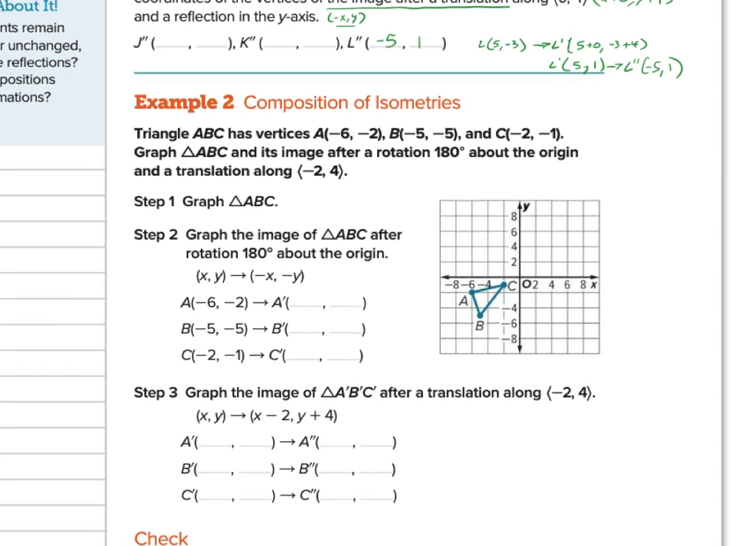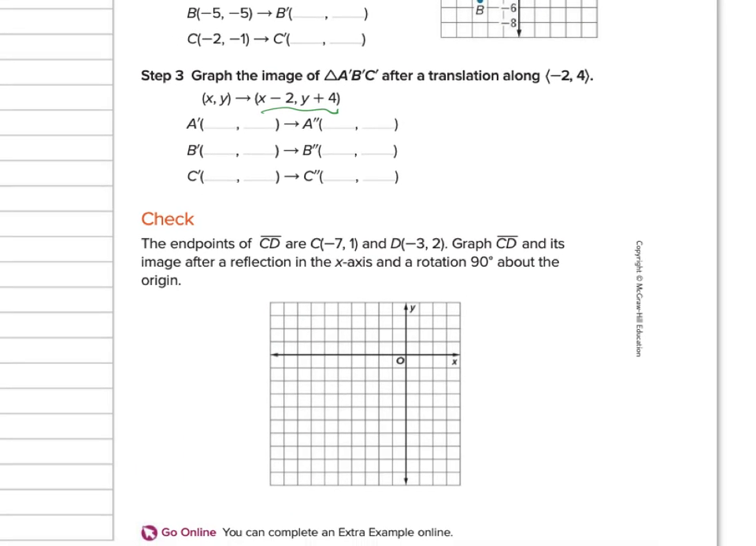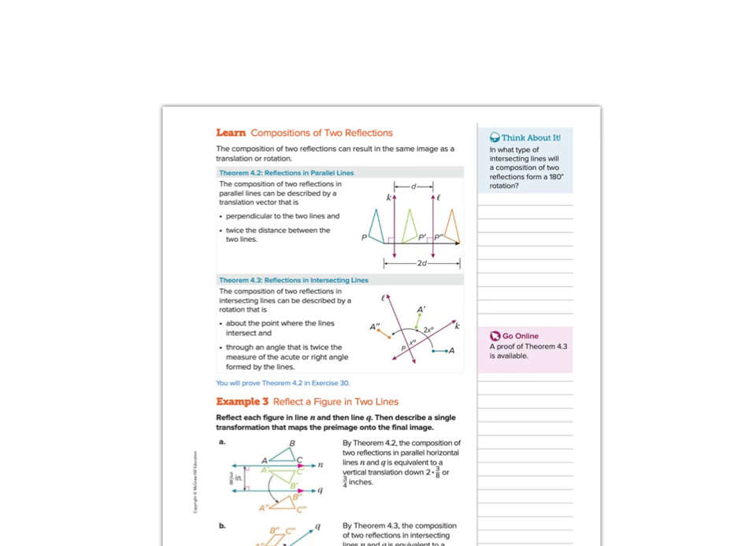And here they've given us some compositions. To look at this, they have rotated about the origin 180 degrees, and then they have done a translation where they have gone back and then up. Looking at that, we've done some examples like that. And let's see, moving on.